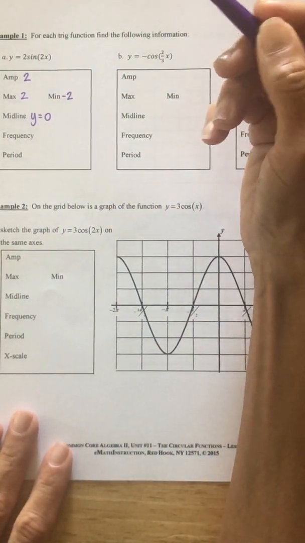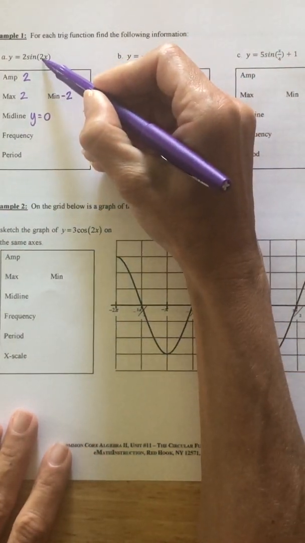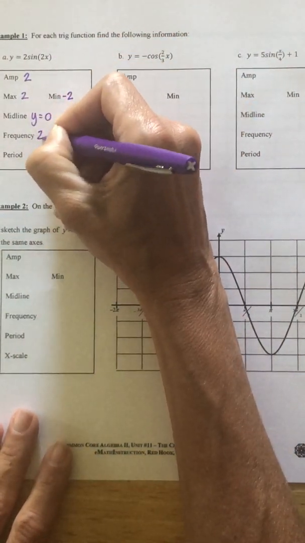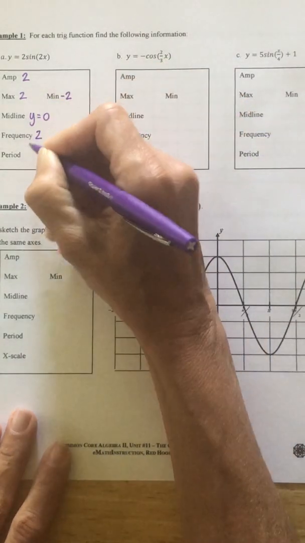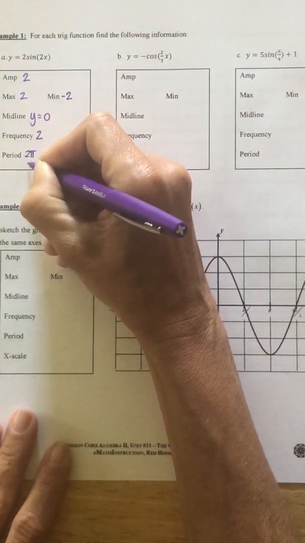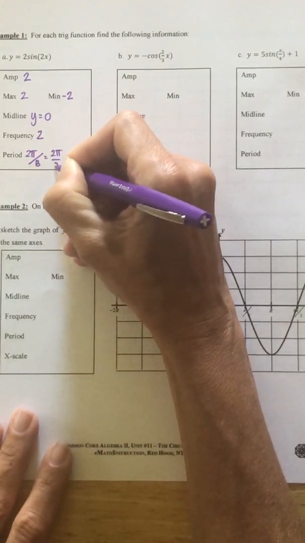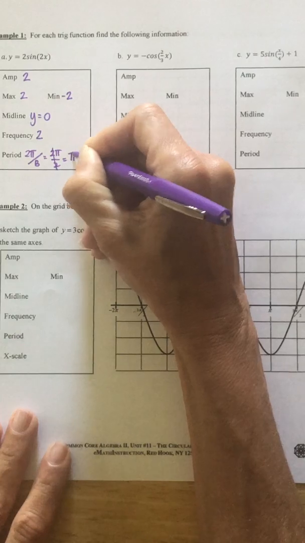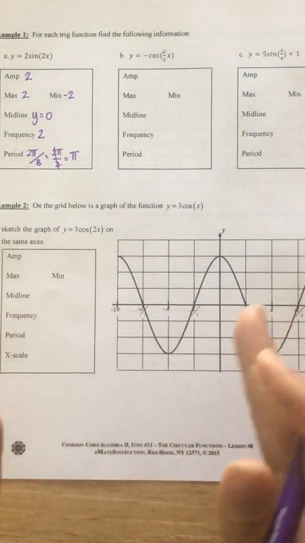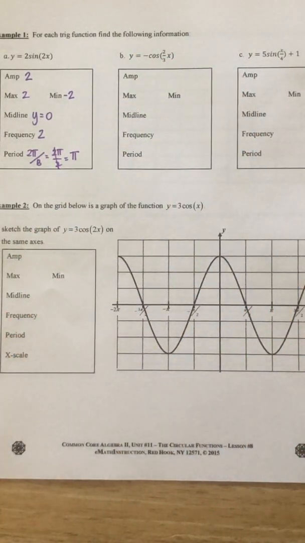Now, what's new? Our frequency and the period. Frequency is that B value. Your frequency is going to be 2. The period is going to be 2 pi over your B value. So 2 pi over 2 gives you pi. So from start to finish is pi units. Okay, if you were talking degrees, pi is 180 degrees. So 180 degrees from start to finish of that sine curve. All right, and we're just doing some information. We're not graphing yet. That comes in example 2.